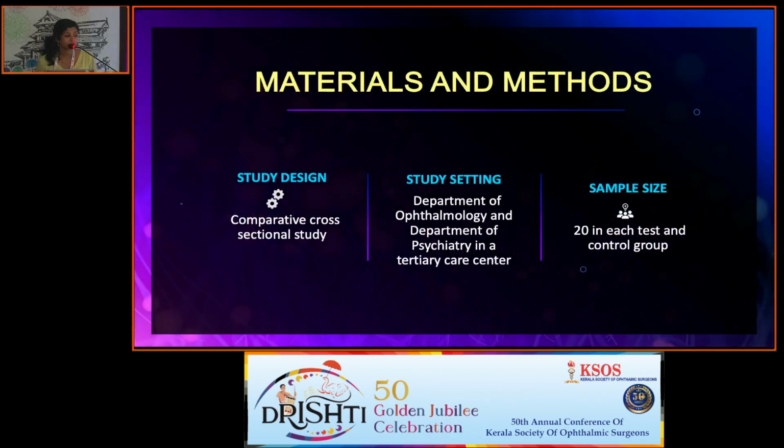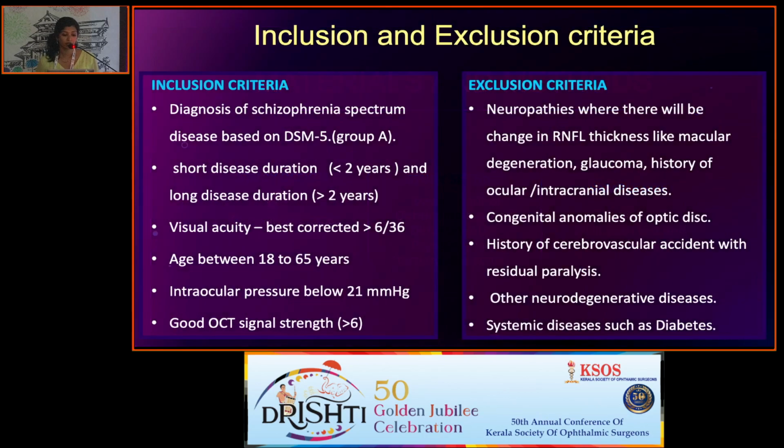We did a comparative cross-sectional study in the Department of Ophthalmology and Department of Psychiatry in a tertiary care center, and the sample size was 20 in each test and control group. Group A was patients diagnosed with schizophrenia spectrum disease based on DSM-5 criteria, and it was further divided into short and long duration disease with 2 years as the cutoff.